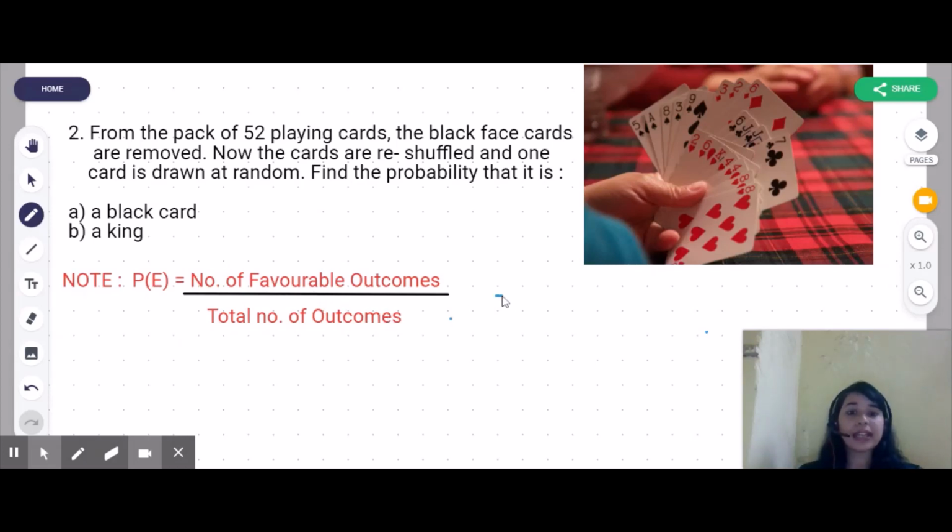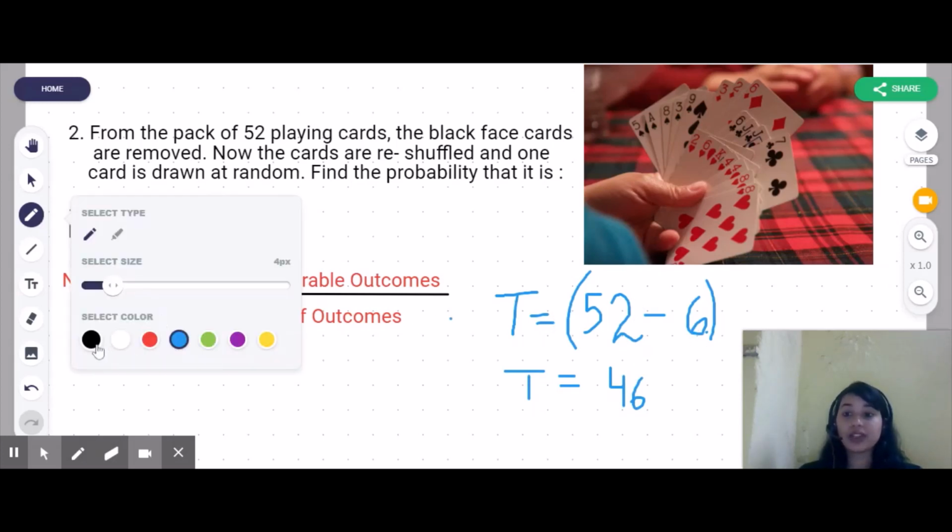So as usual, first I will write down my total number of outcomes. Initially the question is saying from the pack of 52 cards, the black face cards are removed. We know that total face cards are 12, out of which 6 are of red color and 6 are of black color. So if I'm going to remove the black face cards, I will do 52 minus 6. That means for this particular question, what are my total number of outcomes? They are 46 and not 52 because black face cards are being removed. Let us read the question further.